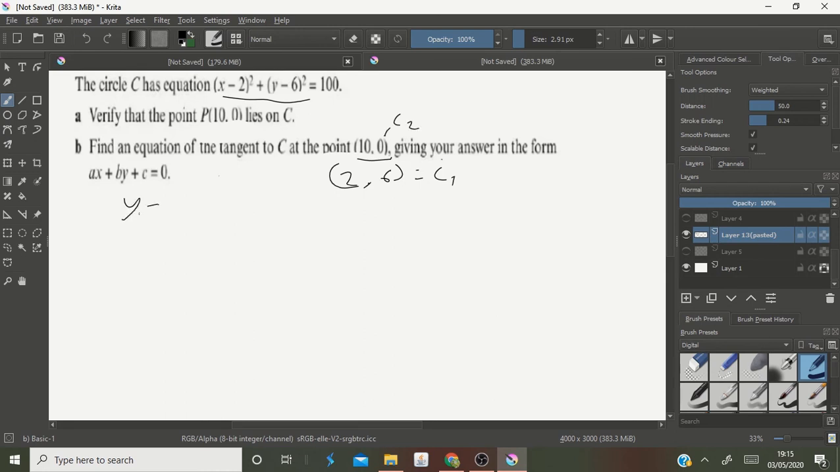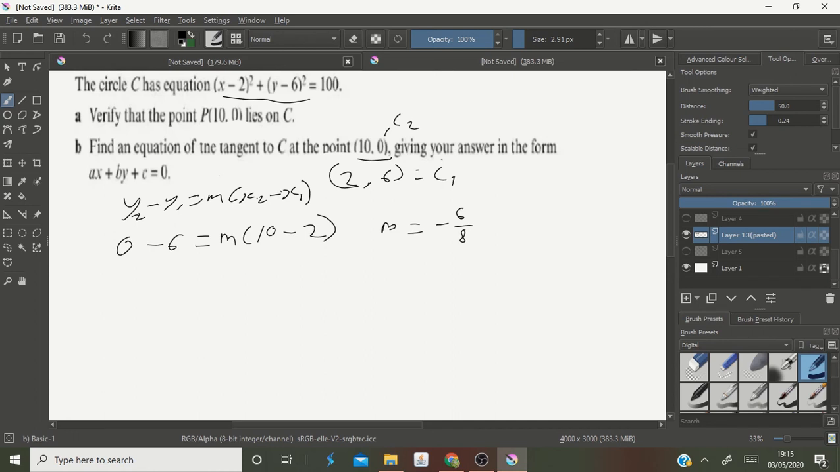So then if we say y2 minus y1 equals m multiplied by x2 minus x1, we can use this equation to calculate our gradient, which is m. So to do this, y2, 0, minus y1, 6, equals gradient multiplied by x2, which is 10, minus x1, which is 2. Rearrange this to say m equals minus 6 over 8.